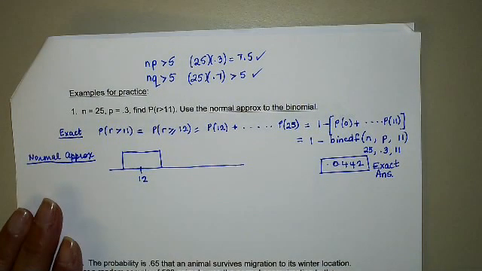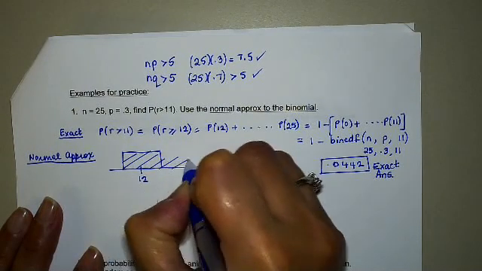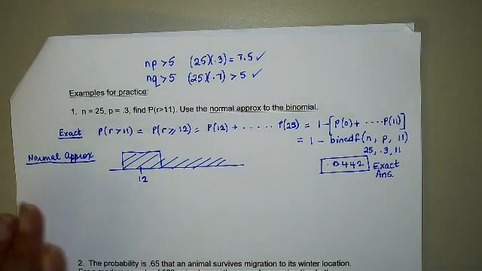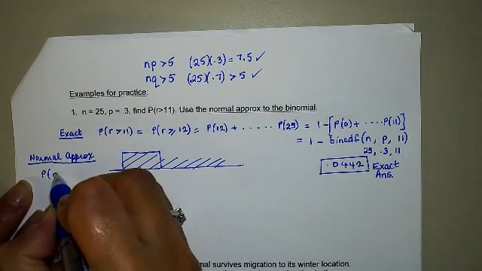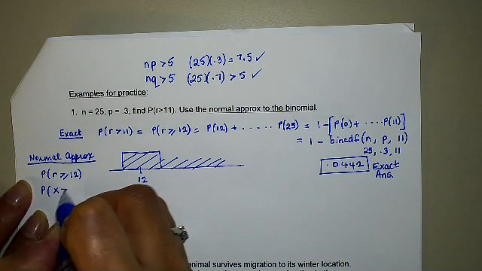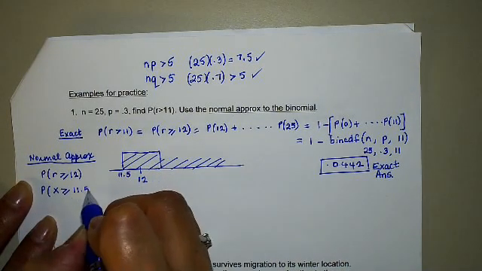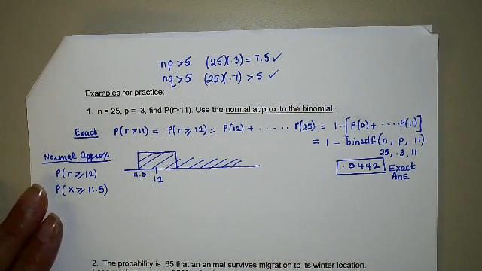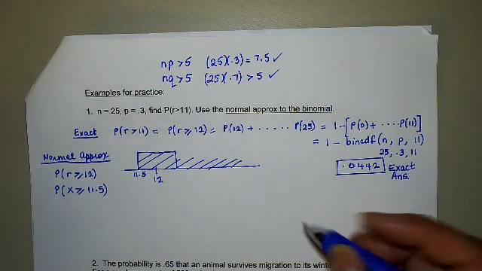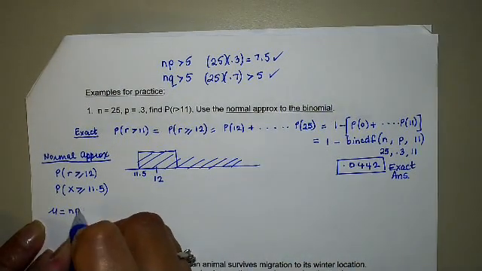What was I saying? Normal approximation. Yeah, let's draw the bar. So r greater than or equal to 12. So I'm at 12. And I want this, 12 and everything to the right of 12. So probability r greater than or equal to 12 translates to x greater than or equal to 11.5.